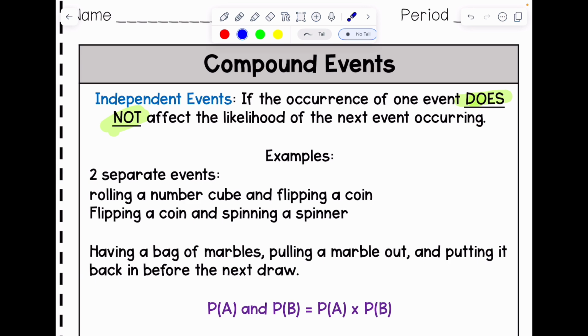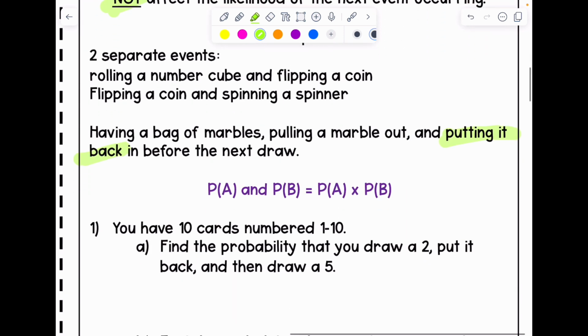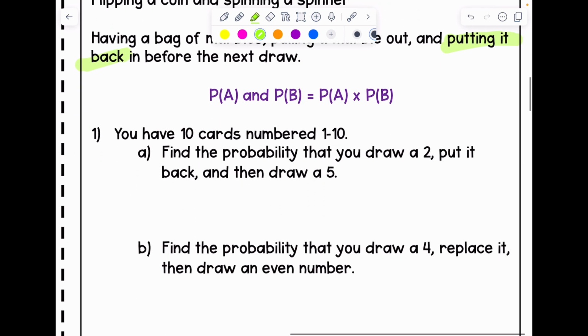Another example of independent events would be having a bag of marbles or a collection of something, pulling a marble out, and then the key thing here is if you put it back in before the next draw. So essentially you're resetting that bag of marbles, and so the probability of that second event is not affected by whatever you pulled first. So we're going to look at a couple of different examples here.